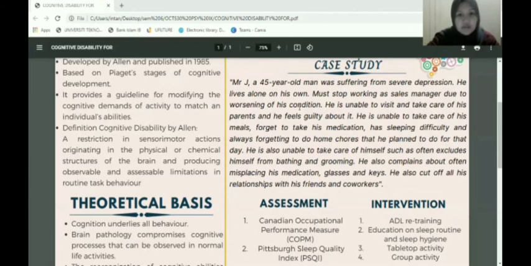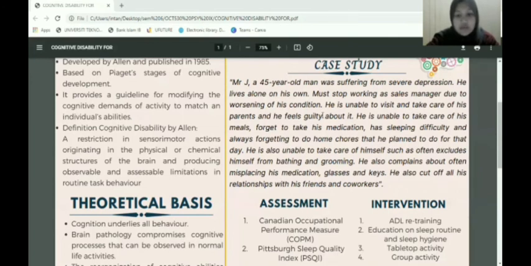Okay, for the next problem, as we can see from the assessment, Mr. J has poor sleep quality due to his sleep habits, which is he has difficulty in falling asleep. So basically, the short-term goal for this intervention is to improve patient sleep quality, and the long-term goal is to maintain good quality of sleep and also to promote good quality of life.